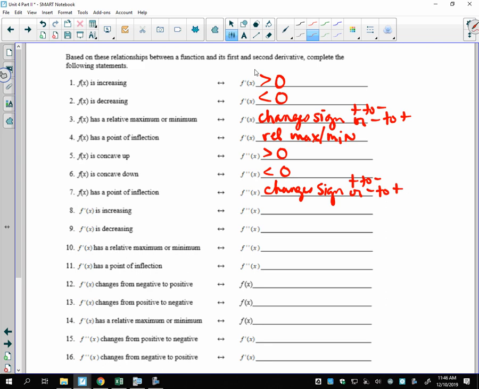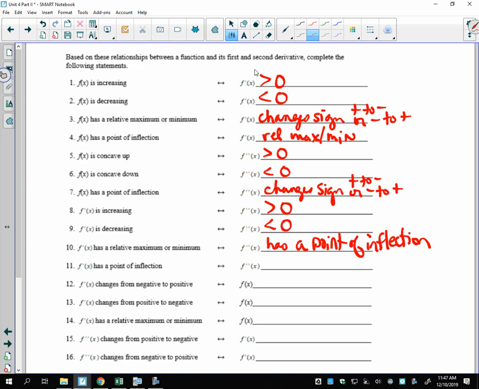What do I know if my derivative is increasing? If the derivative is increasing, what does that tell me about the second derivative? Well, it tells me that the second derivative is positive because it affects that the same as this first derivative affects the original function. And if the first derivative is decreasing, what do I know about the second derivative? It's negative. And if my first derivative has a relative max or min, what do I know about the second derivative? That is a point of inflection, right? It has a point of inflection because it's where the second derivative is changing sign.